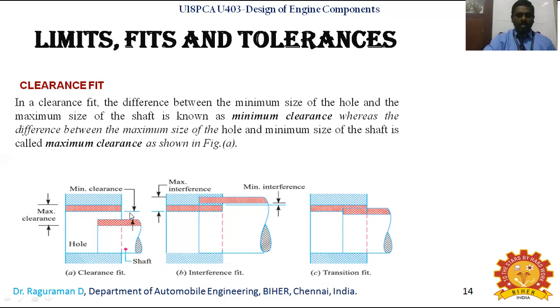And you can make the maximum clearance as this is the maximum size of the hole. The maximum size of the hole is here and the minimum size of shaft is here. That difference is what you will be saying as a maximum clearance. Because this is the maximum possibility you can manufacture. So that much of maximum clearance you can get. And this is the least possibility you can get. So this is the minimum clearance you can get in case of a clearance fit.